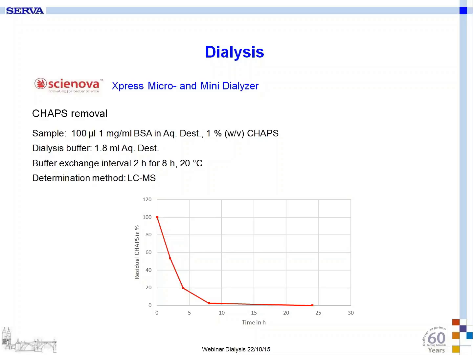So in summary, the ready-to-use dialysis devices are not only much easier to handle, they also shorten the hands-on time and the dialysis time significantly. They allow you not only to dialyze very small sample volumes, but in the case of the micro and mini dialyzer systems, you also have for the first time the possibility to use dialysis in a high throughput application.